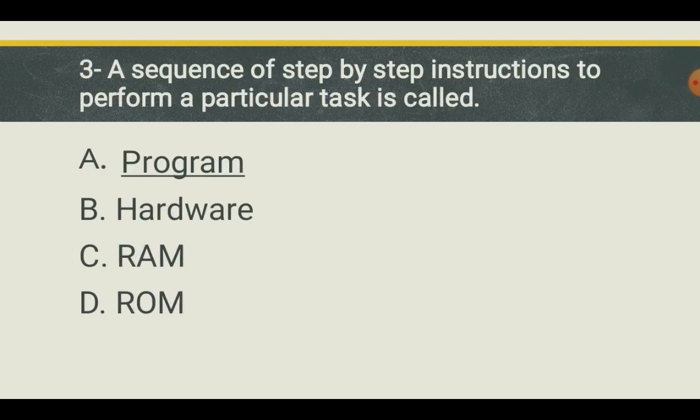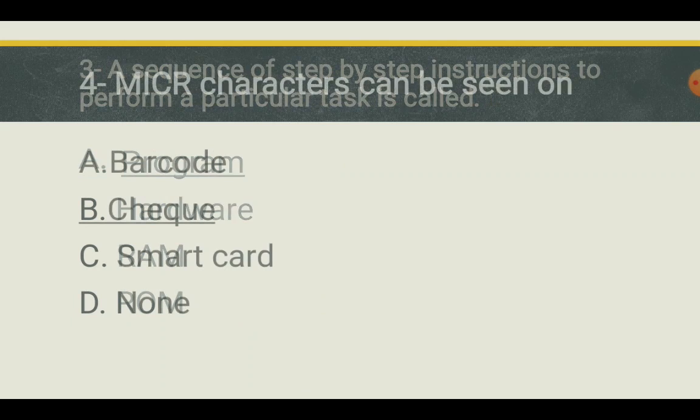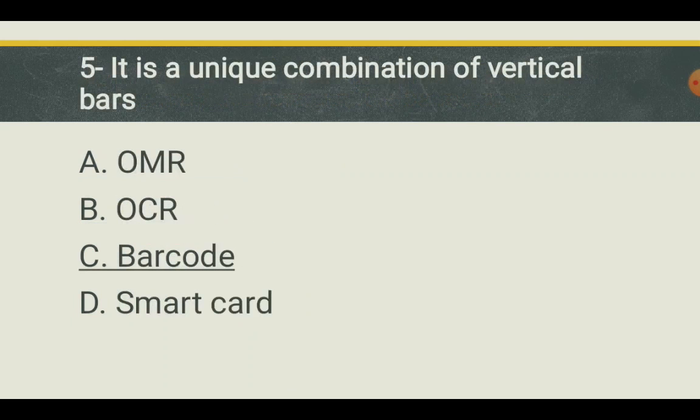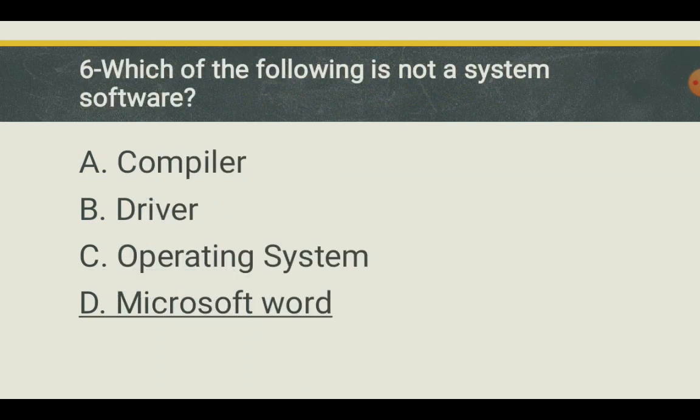The correct answer of third question is option A, program. I hope you got it right. The correct answer of fourth question is option B, check. I hope you got it right. The correct answer of fifth question is option C, barcode. I hope you got it right. The correct answer of sixth question is option D, Microsoft Word. I hope you got it right.